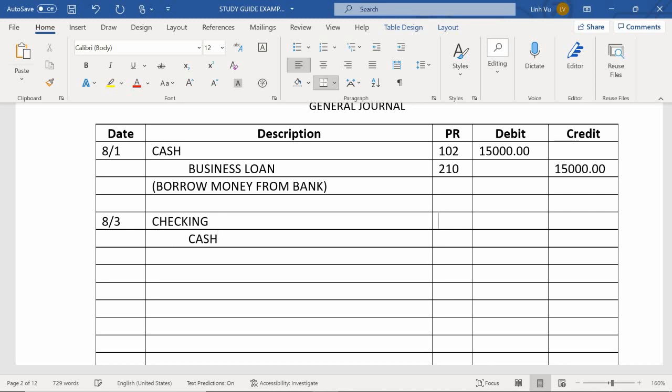The checking account is 101, and the cash is 102. We have checking for $12,500 debit and $12,500 for cash credit. So this is a deposit to the bank, to the checking account.